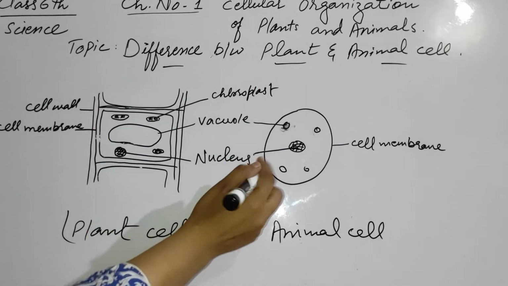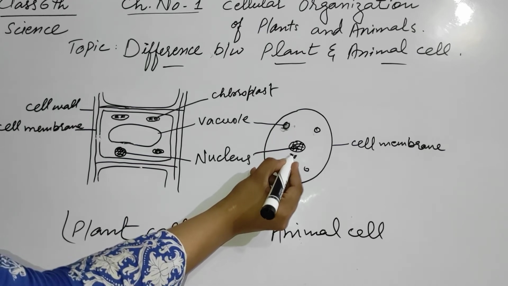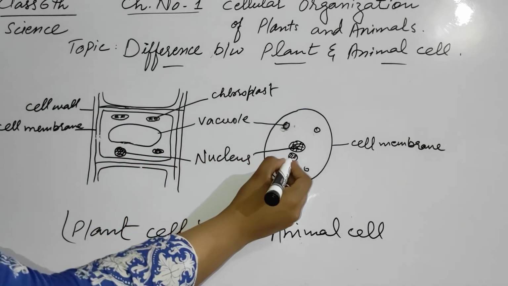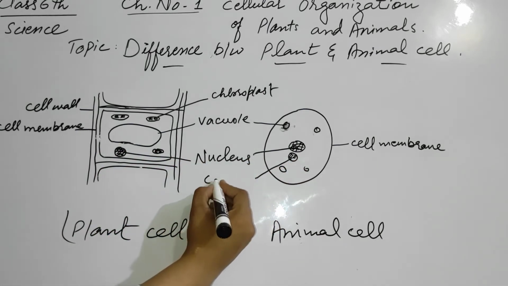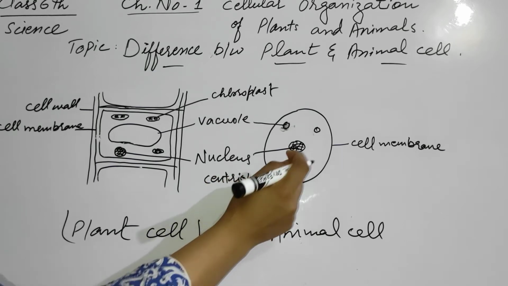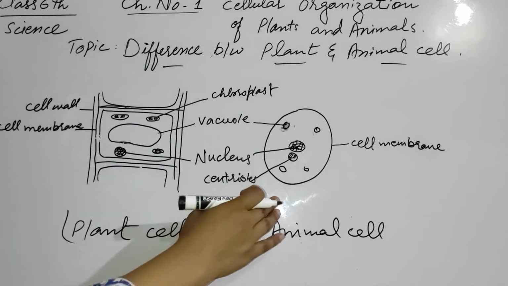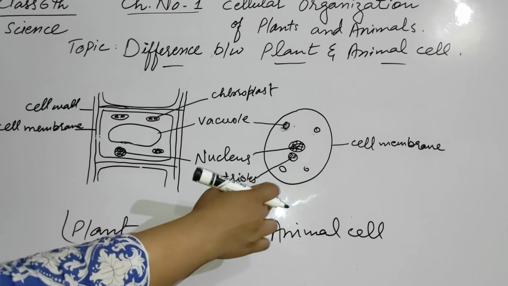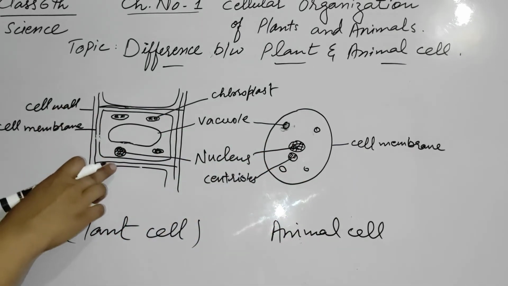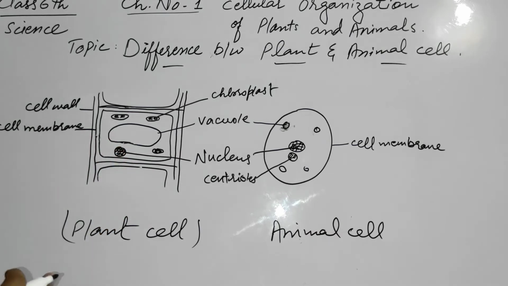In the animal cell, near the nucleus, centrioles are present. What did I say? Centrioles. Centrioles are present near the nucleus. These are very necessary in the process of cell division. In the animal cell, centrioles are present near the nucleus, but in the plant cell no centriole-like structure is present. Okay, these are the two differences.